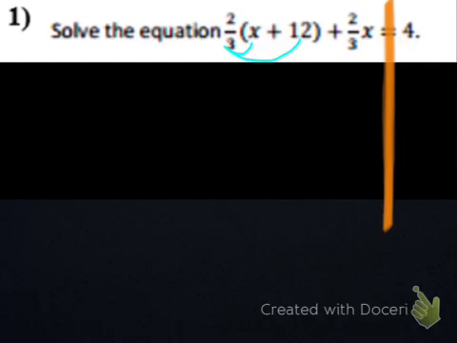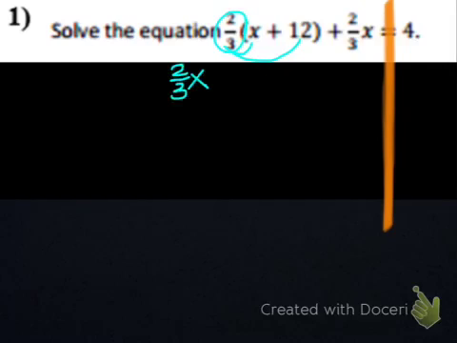So I'm going to start by looking at the left side, and the first thing I see is that I have this number right here, 2/3, which is a fraction, and that we need to distribute it to the parentheses. So we're going to take 2/3 times x, which becomes 2/3 x, and then I'm going to multiply 2/3 times 12.